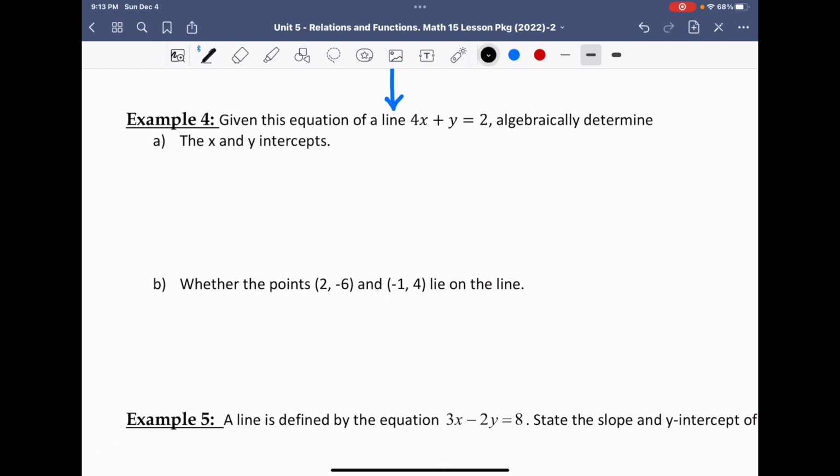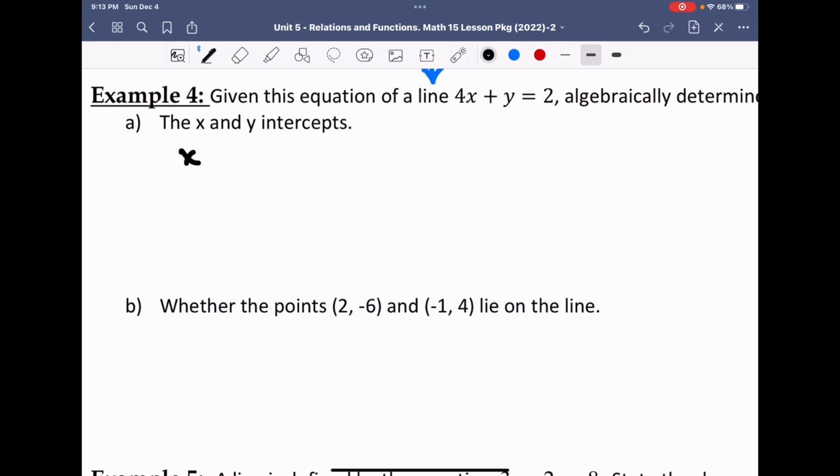In order to determine the y-intercept, x must be equal to 0. When x = 0 in our equation, it's 4 times 0 plus y is equal to 2. 4 times 0 is just 0, so we get y is equal to 2. This is our y-intercept.